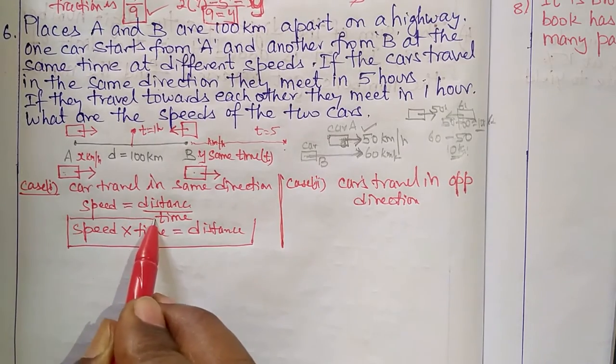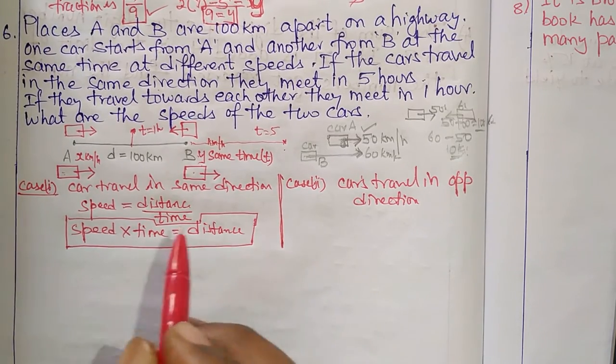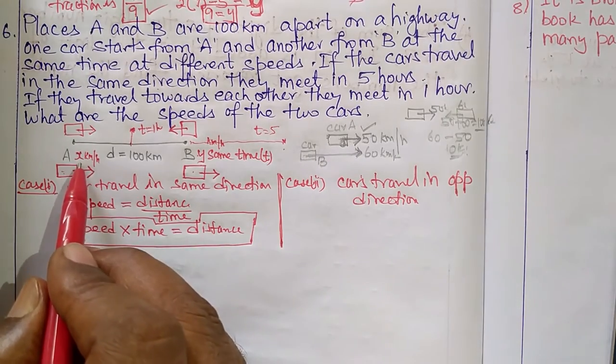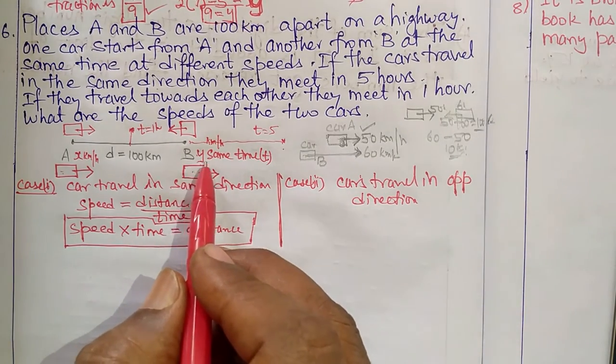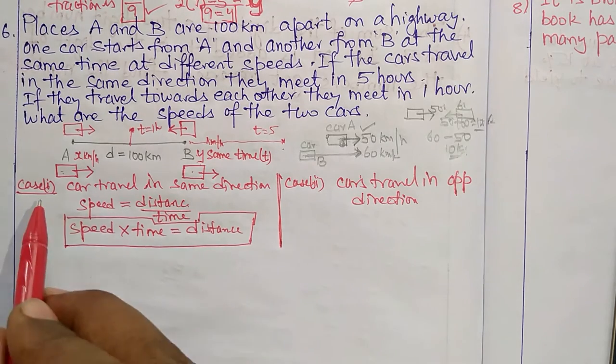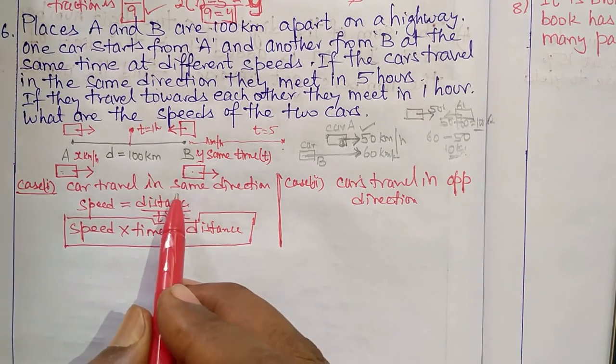You see how I will use this one. So what is our assumption? Let the speed of the car at A be X kilometers per hour. Speed of the car at B is Y kilometers per hour. So case 1, cars travel in the same direction.